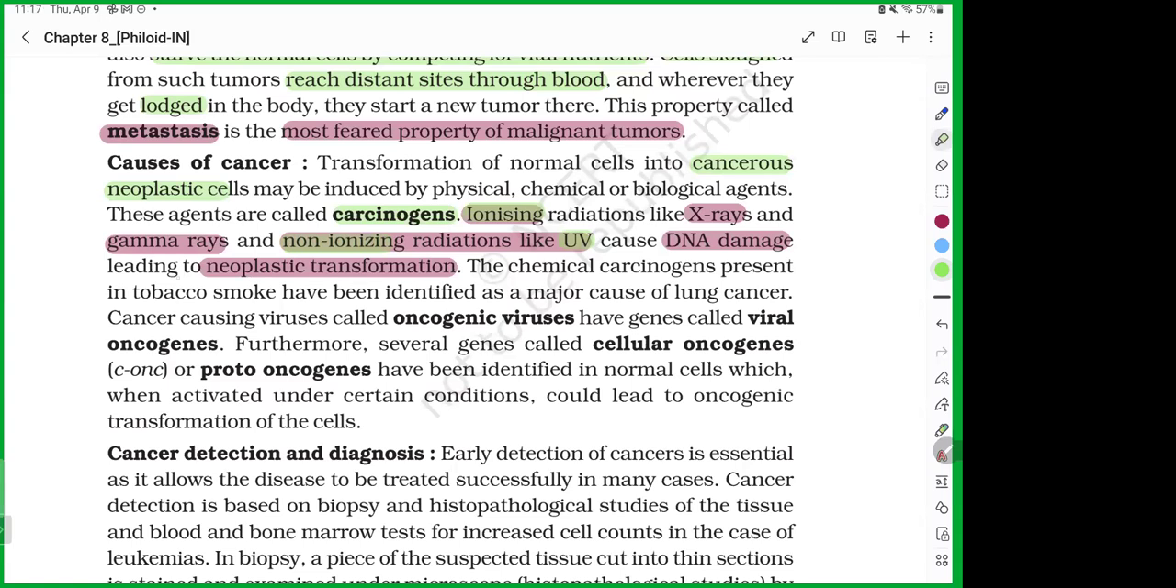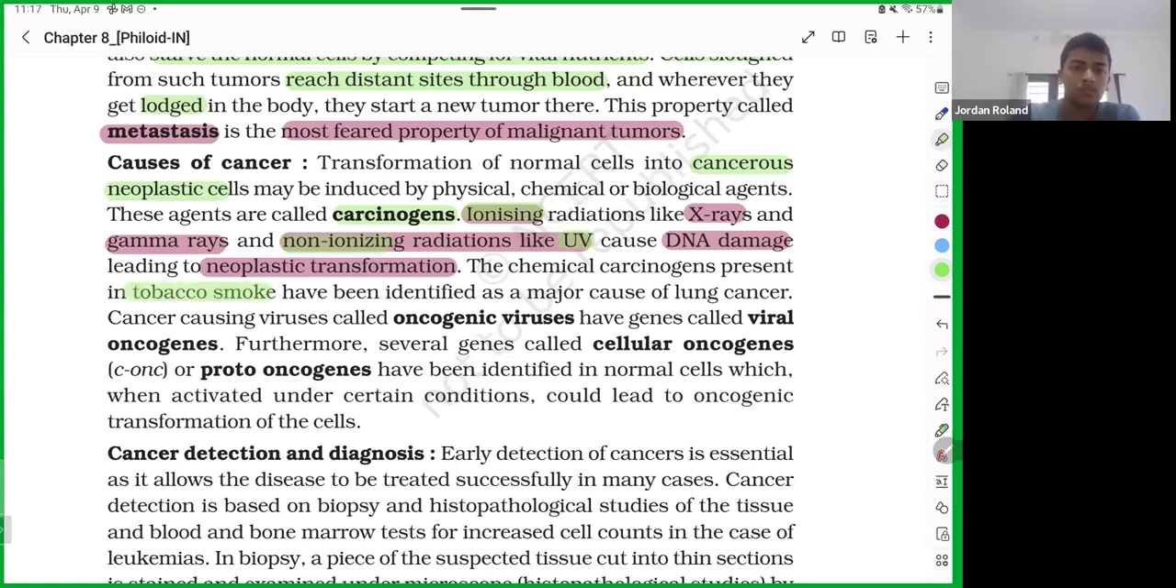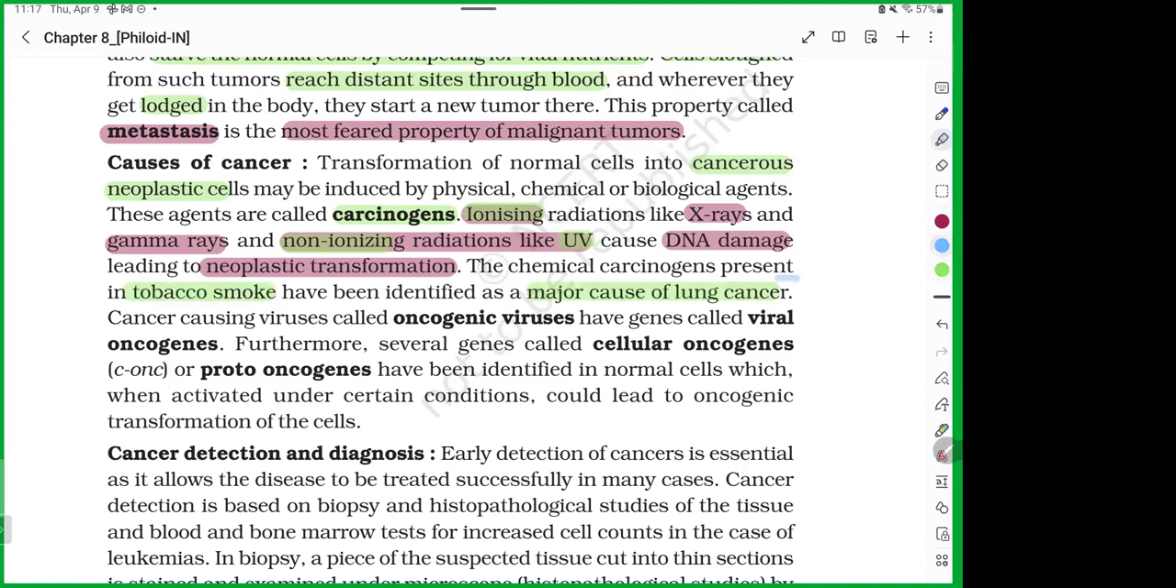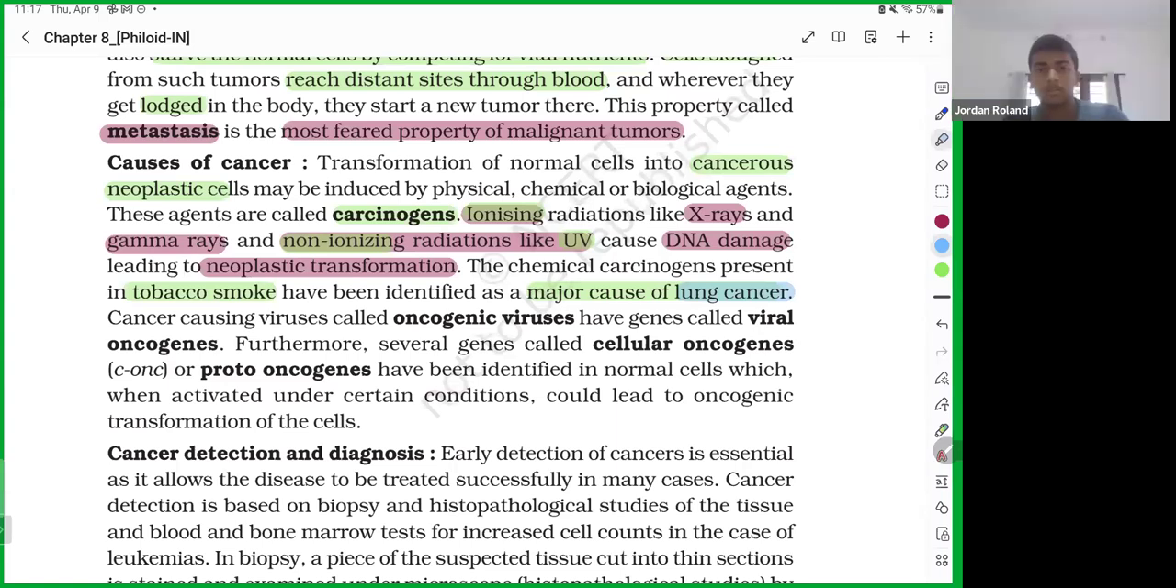Chemical carcinogen is present in tobacco smoke. Question, sir. Yes, Jordan. What's the difference between ionizing and non-ionizing? Ionizing means it will break the bond properly and form ions within the molecule, within the cell, within the DNA. It means more dangerous because it will react further. Non-ionizing means it is changing the structure but not breaking the bond completely. Okay, so got it. Okay.